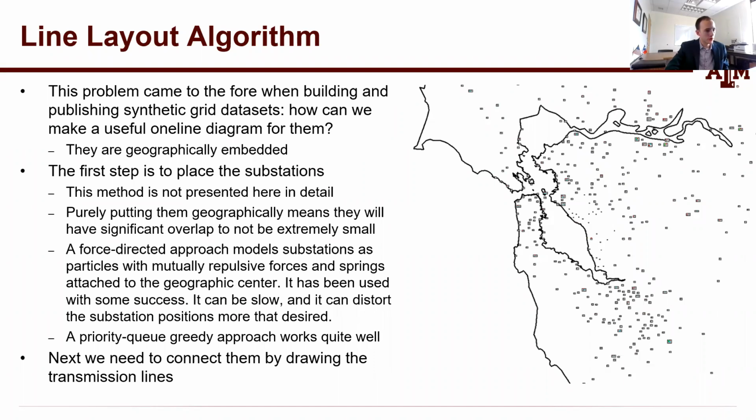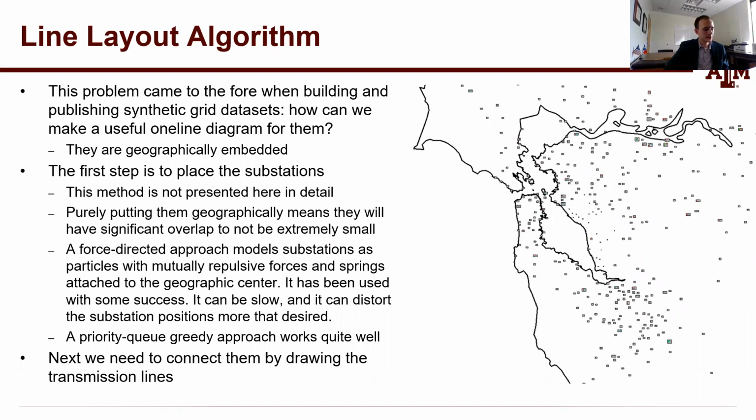So we've got the buses already clustered into substations. We know kind of what substation each bus is at and where it is geographically, latitude and longitude, that sort of thing. And then we want to place those on the diagram. And there's a method that's not presented here in detail that kind of precedes the line layout algorithm, which is saying, where do we put the substations on the diagram? And you say, well, we'll put them at their geographic location. That's definitely a good starting point.